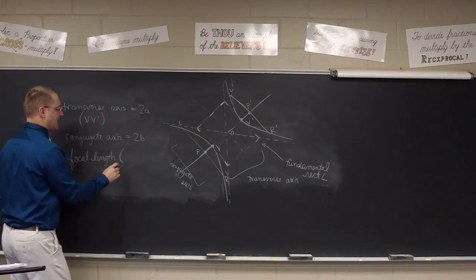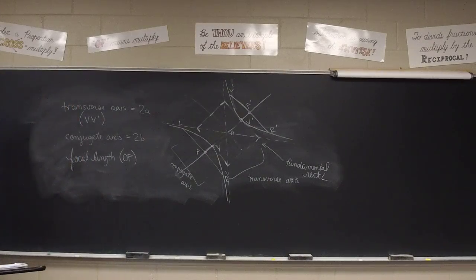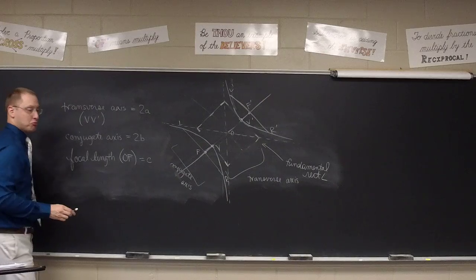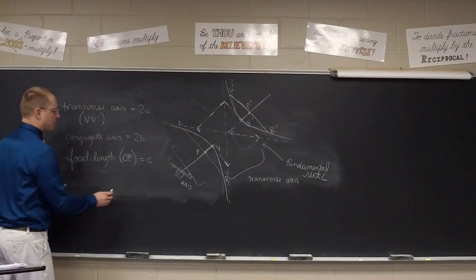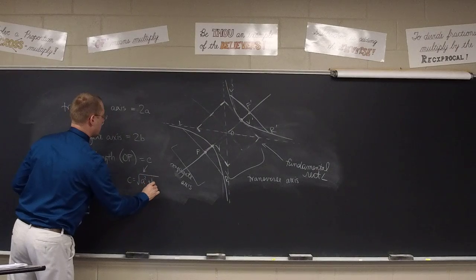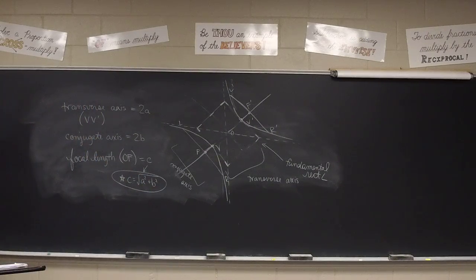And again, this is key. It goes from O to F. Not V to F, O to F. And of course, O to F prime is going to be represented by the letter C. Okay, that makes sense. Here's the big difference. C equals the square root of A squared plus B squared. We're literally using the Pythagorean theorem here.